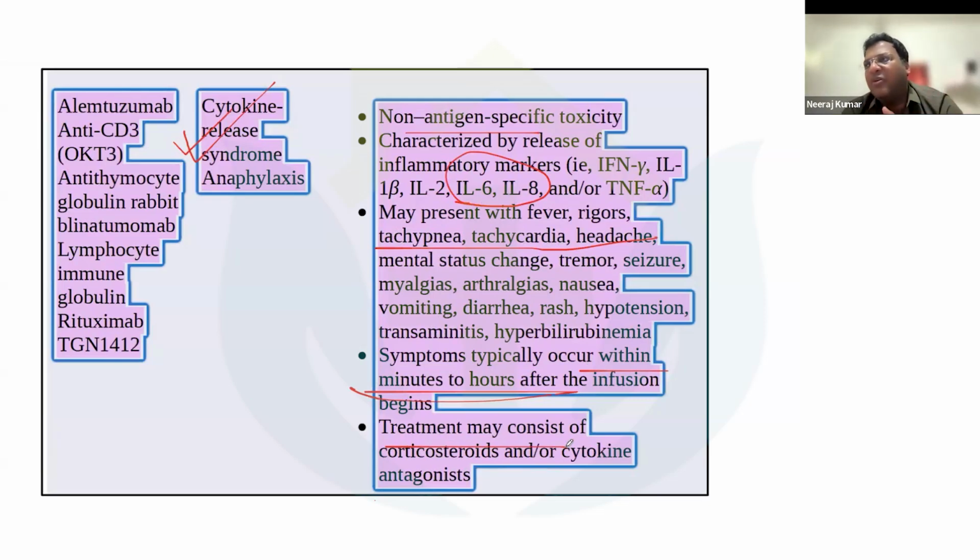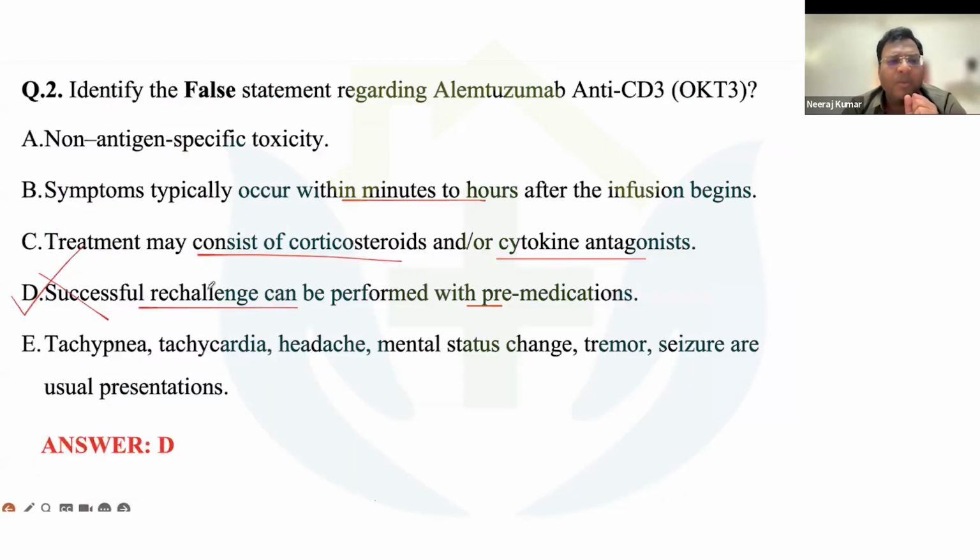So the option that I have included here is an option for exclusion. Here the option will be the treatment, successful rechallenge. The rechallenge with medications is not required at all if you are using alemtuzumab. The rest of the options are true. So I think this immunoglobulin topic has been tested.